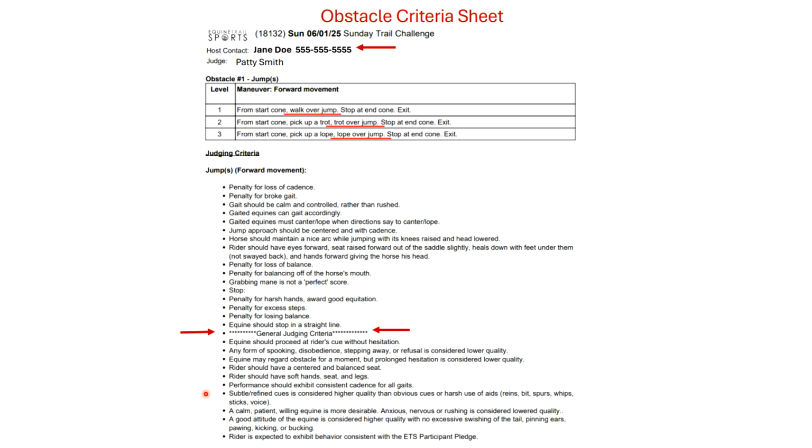Performance should exhibit consistent cadence for all gaits. Please note that cadence refers to consistency and fluidity of movement. Anytime an equine breaks gait or has choppy rather than fluid movements is considered poor cadence or lower quality.